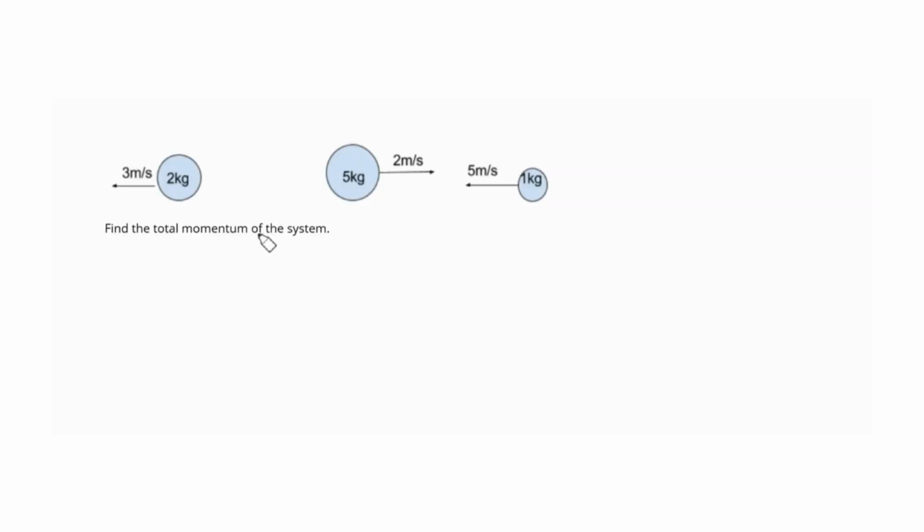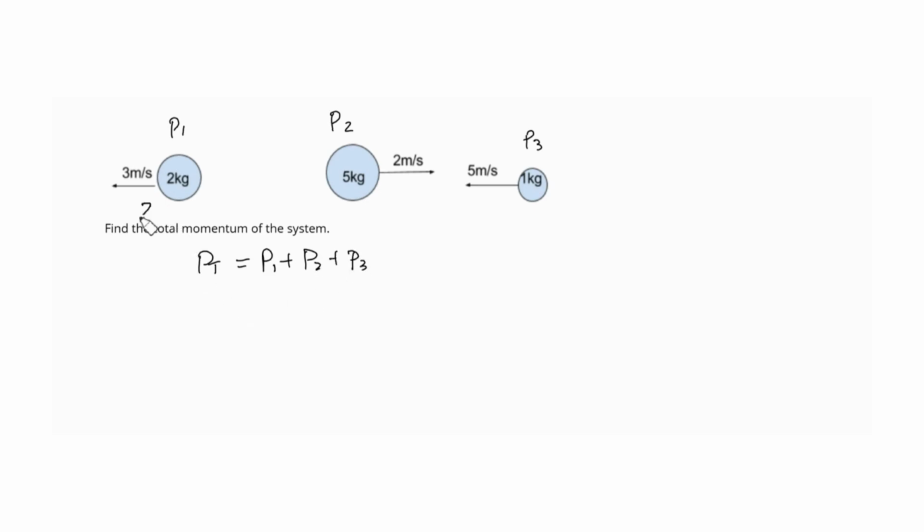And one last case here. What if I had more than two objects? What if I had 3 or even 100 objects? It's the same process. I'll call this P1, P2, and P3, and so P total will simply be the sum of P1 plus P2 plus P3.